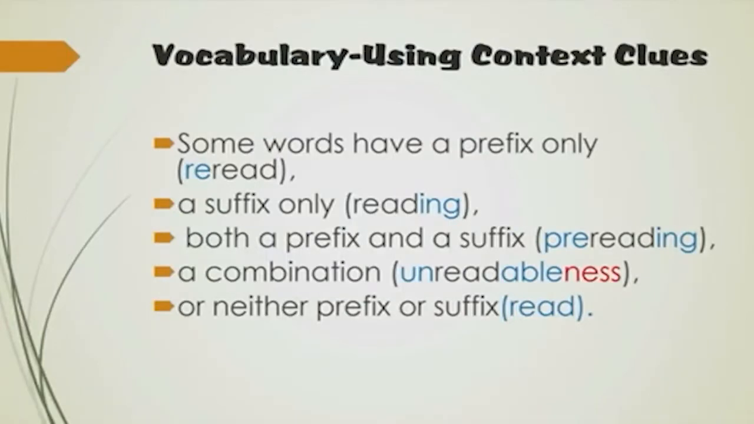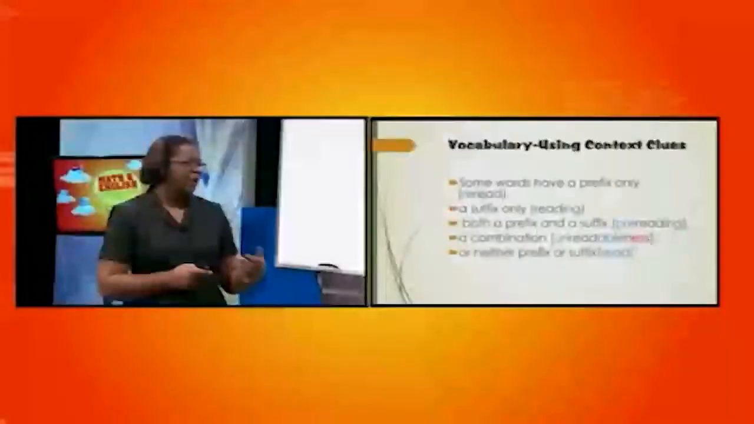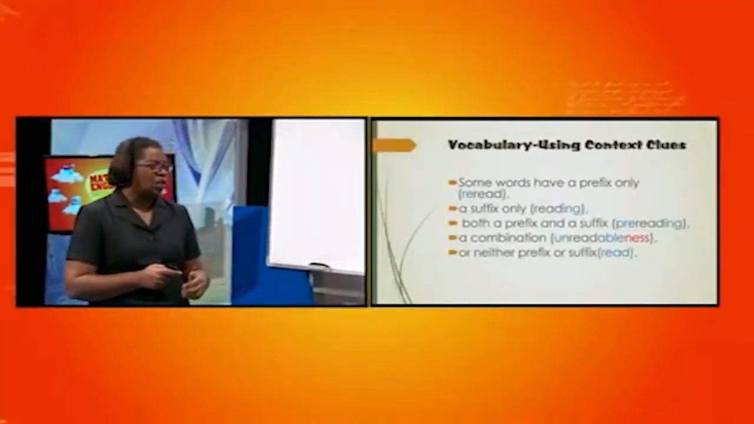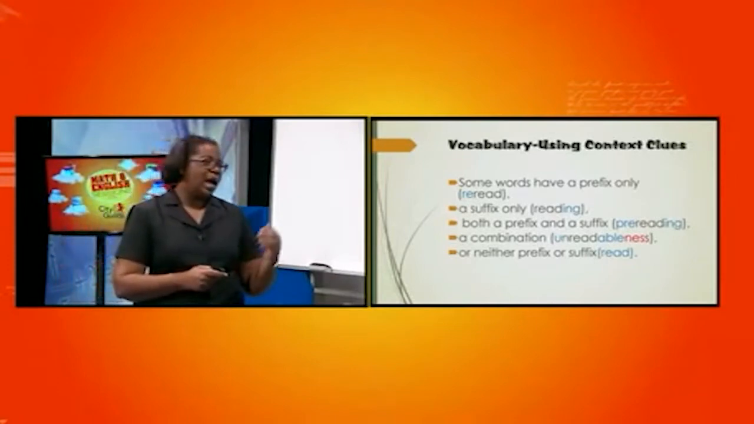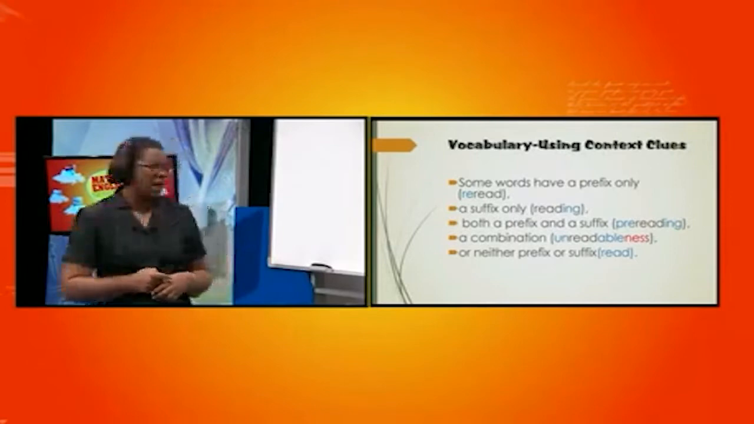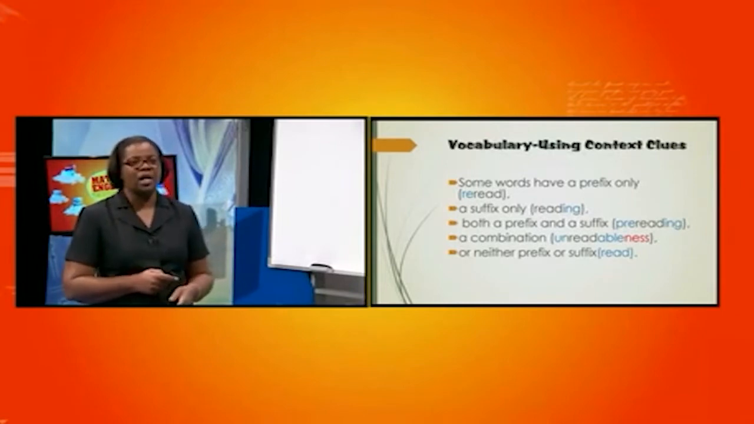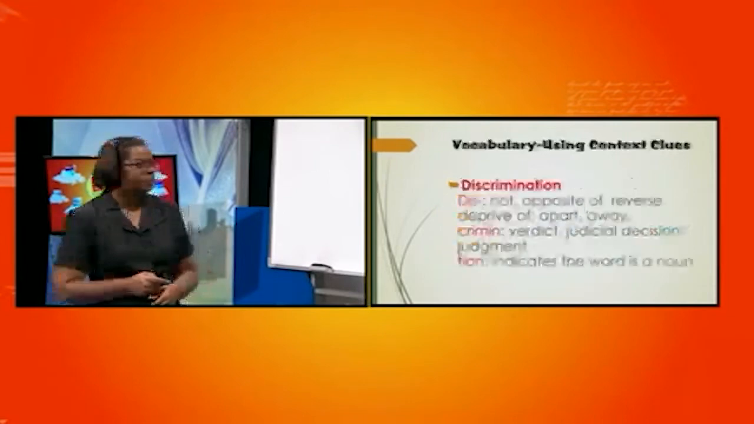And the example here is pre-reading. So we have the pre being the prefix and the ing now being the suffix, and the root word is in the center. And we can have a combination. And in this case, we have unreadableness. So we have the prefix un, we have readableness. So the able and ness, two suffixes are actually added to that root. And we have some words that have neither prefix nor suffix, just the base word or the root word. So it's very, very important that you pay attention to the word parts.